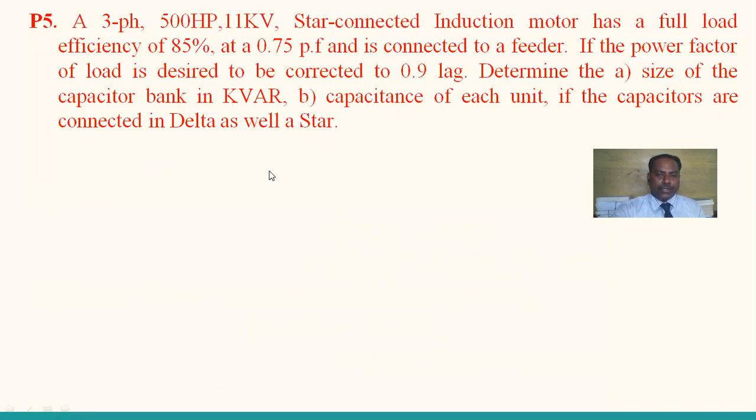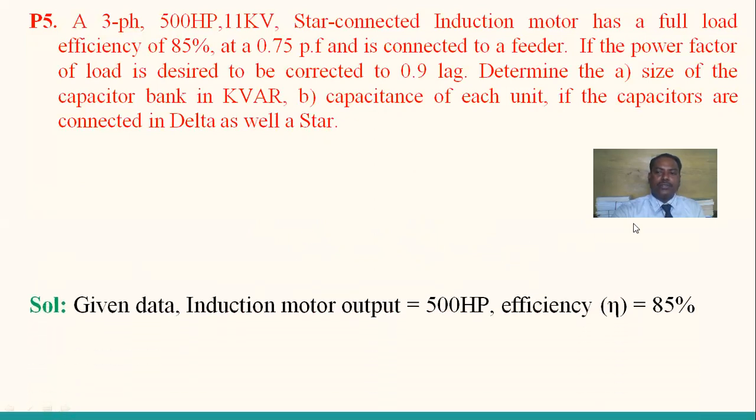Yes. So here, an induction motor whose details are all given is operating with 0.75 power factor. And this power factor has to be corrected from 0.75 to 0.9 lag. So you are asked to calculate the size of the capacitor bank in kVAr, and the capacitance of each unit if the capacitors are connected in delta as well as star. So let us proceed to the solution.